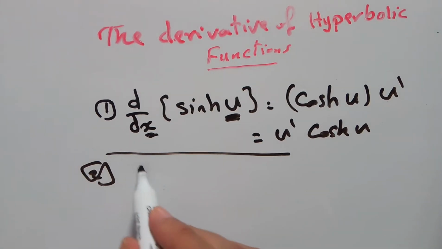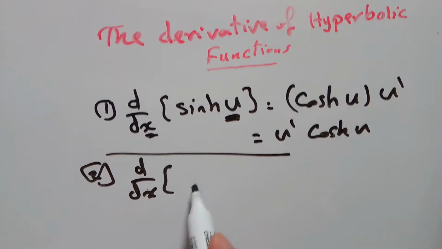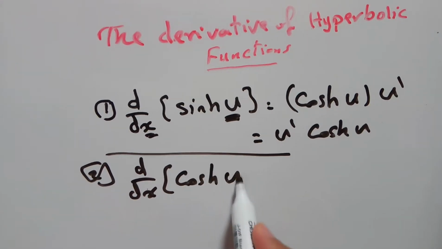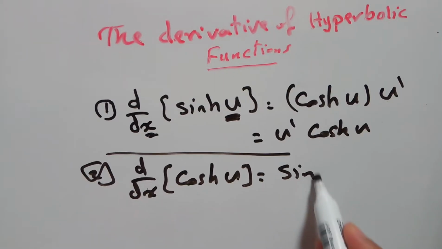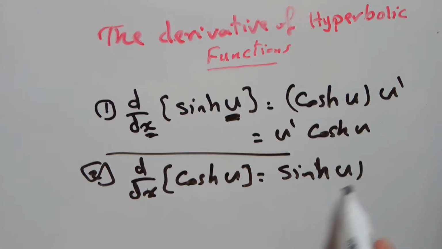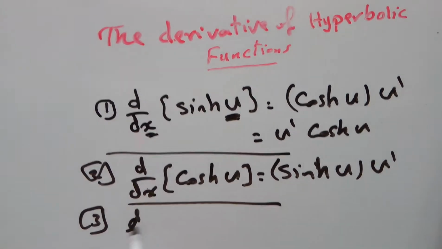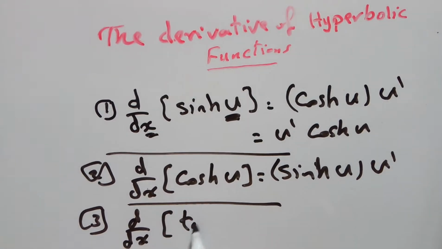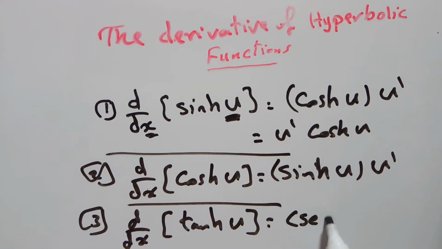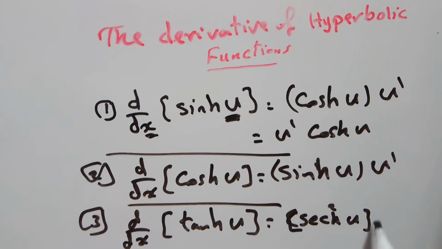Rule 2. The derivative with respect to x of hypercosine u is hypersine u multiplied by u prime. Number 3. The derivative with respect to x of hypertangent u is equal to hypersecant square u multiplied by u prime.